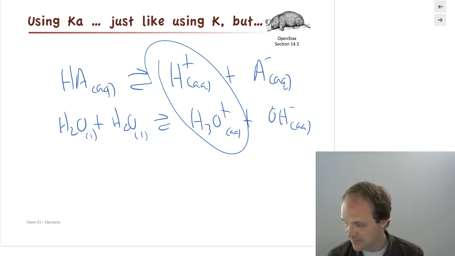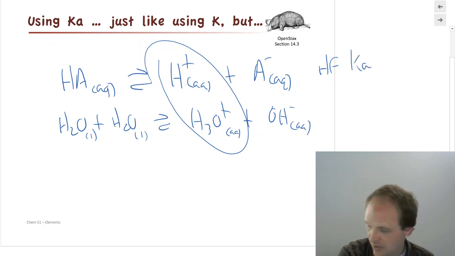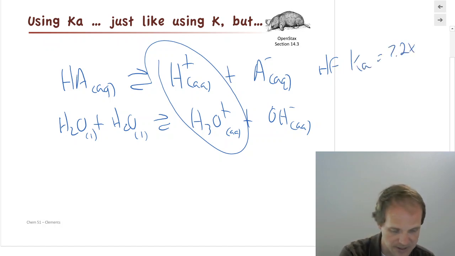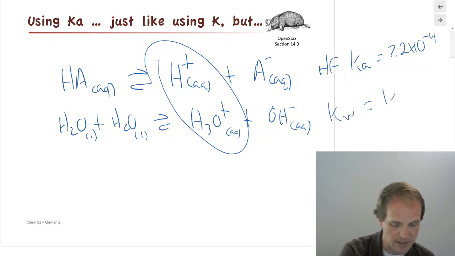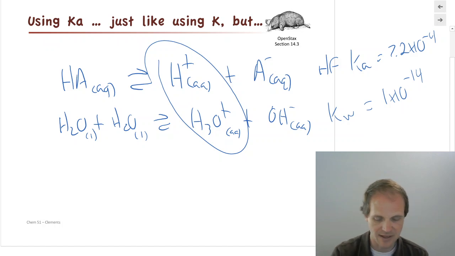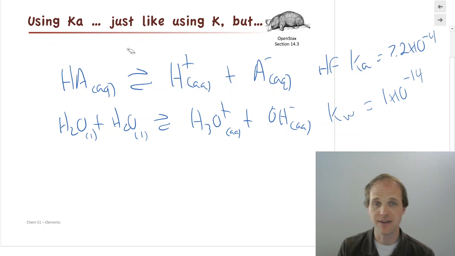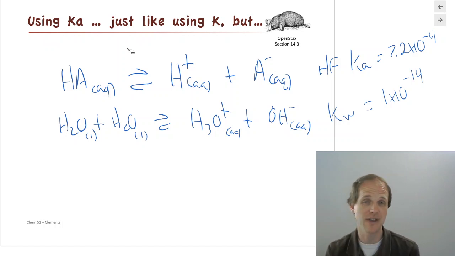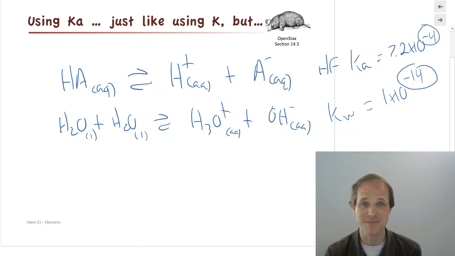Now let's take something like HF, for example. If we looked up HF, it has a Ka value of 7.2 times 10 to the minus fourth. And the Kw value for water is 1 times 10 to the minus 14th. What we learned when we looked at those Ks originally is that a very large K means we favor our products. A very small K means we favor our reactants. So here we've got K values that are different by 10 orders of magnitude. The K for the equilibrium of water dissociating is 10 orders of magnitude less than that of HF.